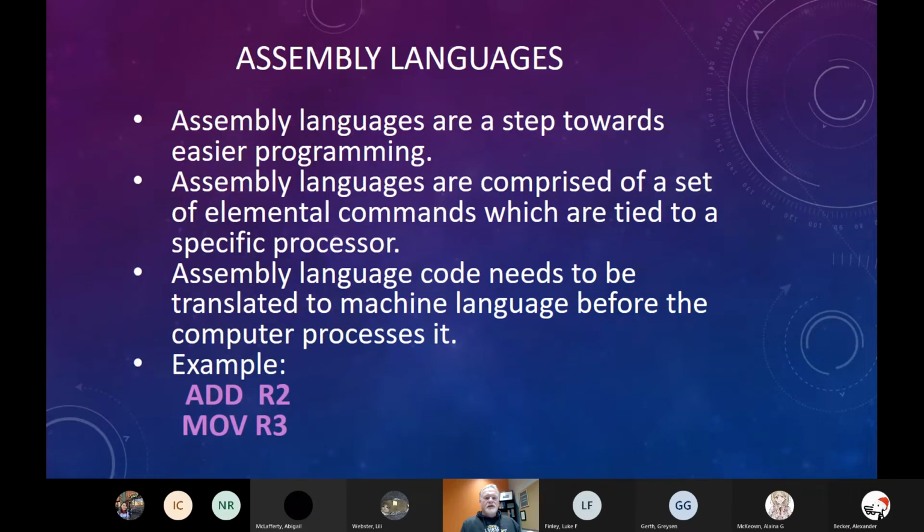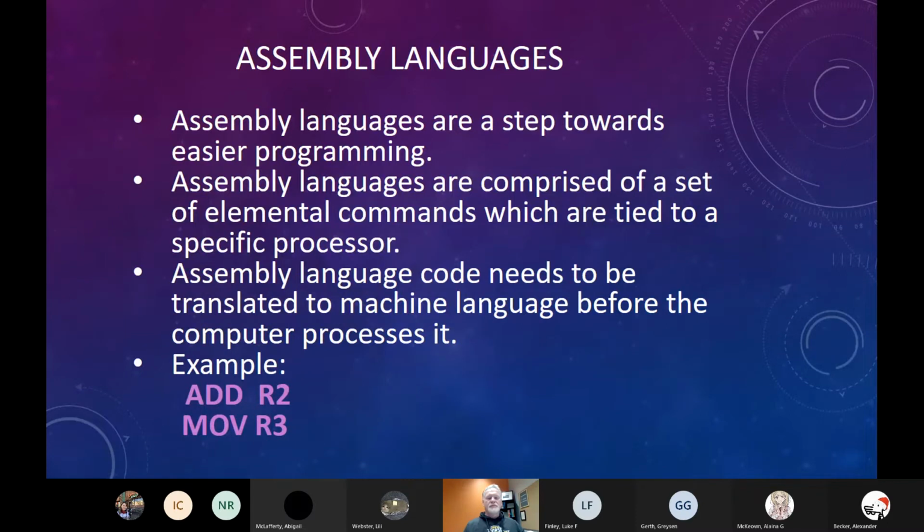It's called assembly languages. All right. They're comprised of sets of commands. They will tell the machine language, all right, you want to add something to this register. You want to move something to this register. And it actually starts to get a little bit readable. Here's an example of the code at the bottom. It says add R2. R2 stands for register 2. Move R3, which is register 3, right? They're sequential.